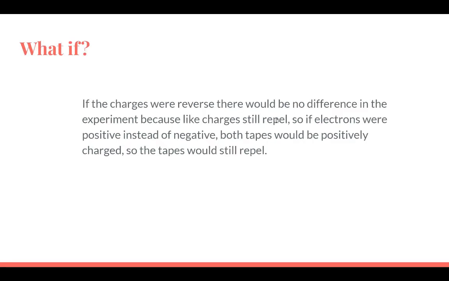And if electrons were positive instead of negative, it still wouldn't change the things that we observed, because since both pieces of tape were charged, and charges repel, if they were both positively charged instead of negatively charged, they're still going to repel, so it would still end up being the same.